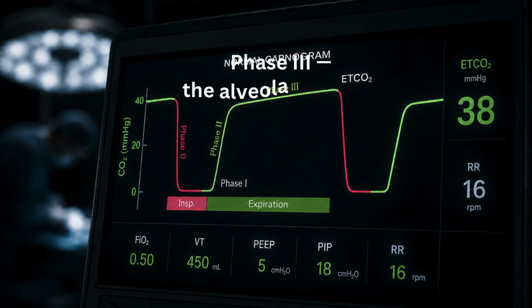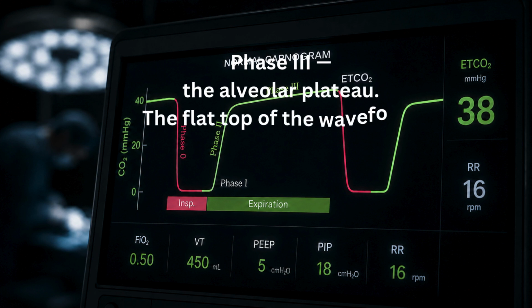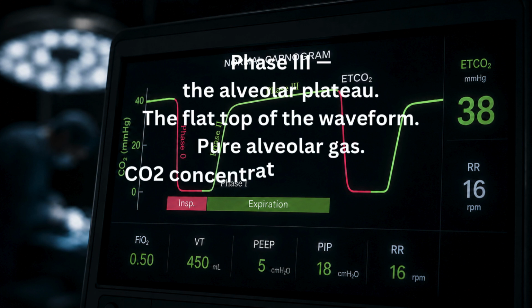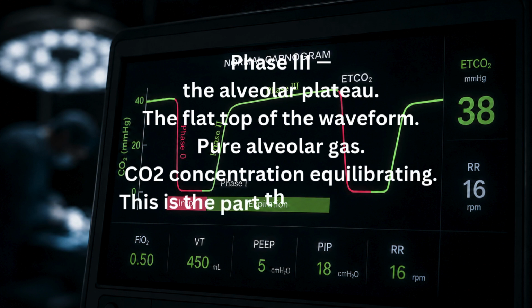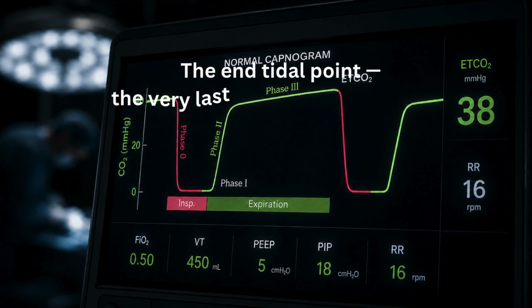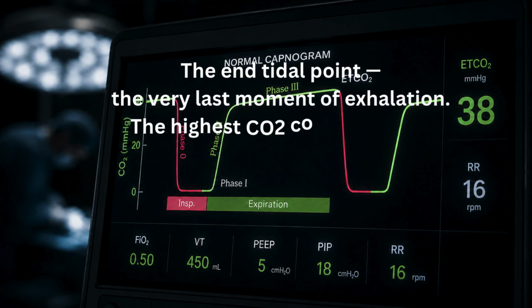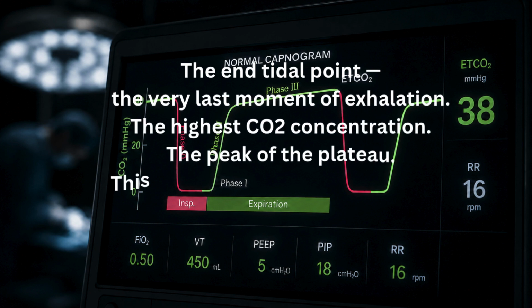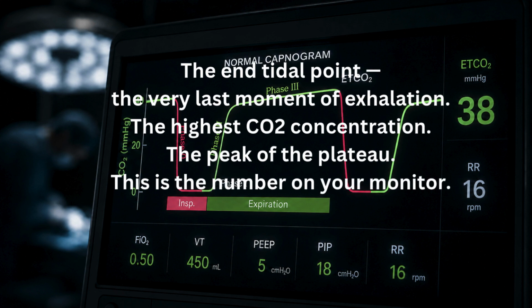Phase 3, the alveolar plateau. The flat top of the waveform. Pure alveolar gas. CO2 concentration equilibrating. This is the part that matters most, the end tidal point, the very last moment of exhalation, the highest CO2 concentration, the peak of the plateau. This is the number on your monitor.